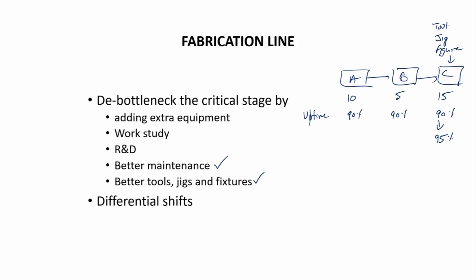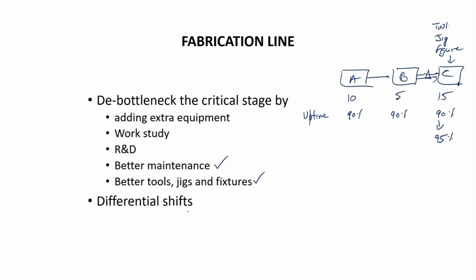Another important thing which is not listed here, we can put one inspection station here, so that when the material is going to this place, there are fewer rejections at C. We can reduce the rejection at workstation C, and that will also help us in having a better output from the complete line.